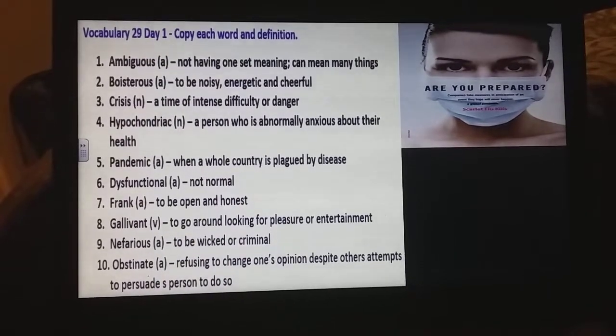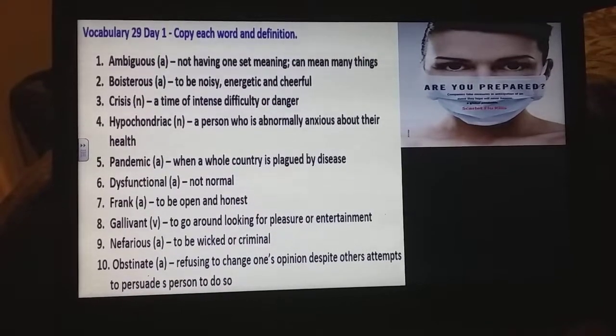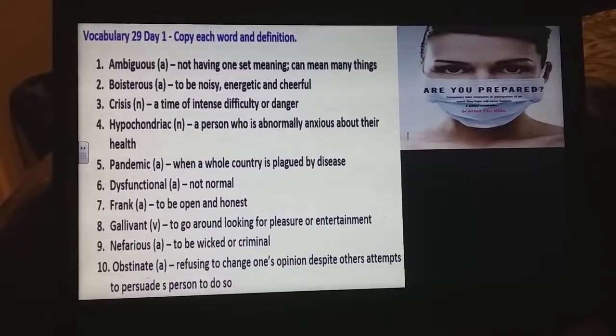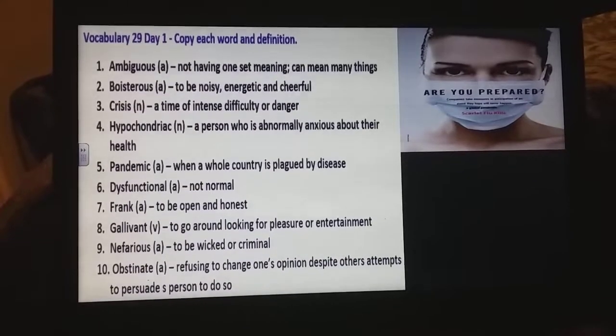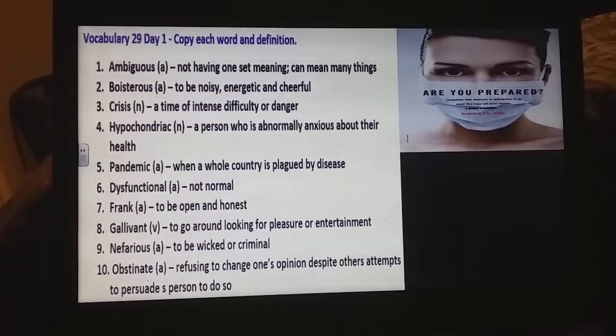Word number 6 is the word dysfunctional. That word is an adjective. It describes something. So when you describe something as being dysfunctional, that means it is not normal.